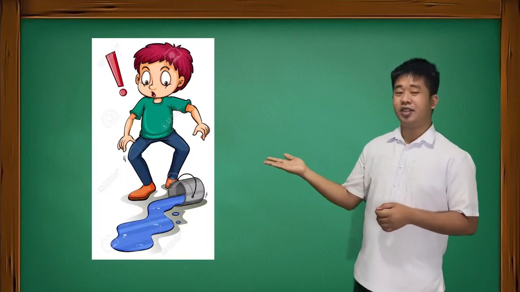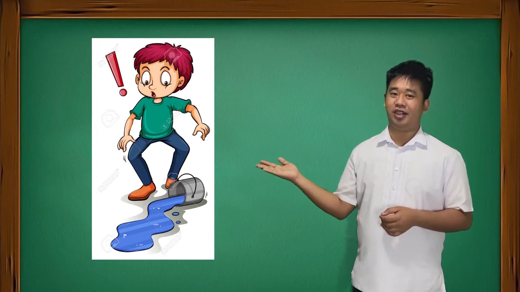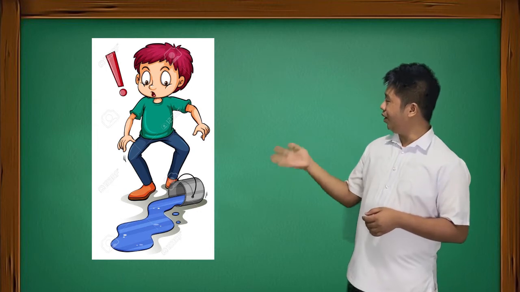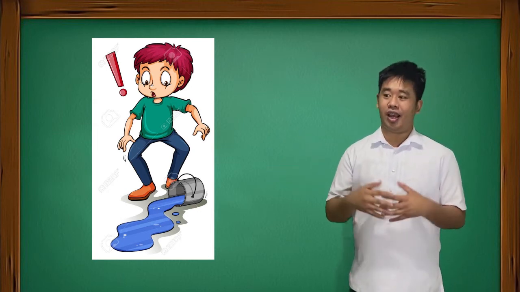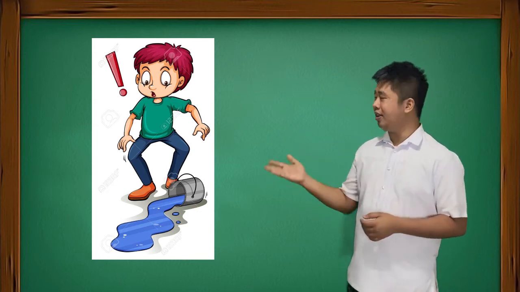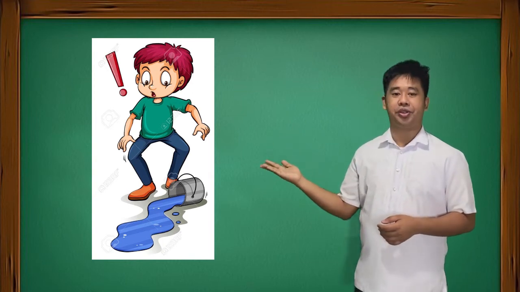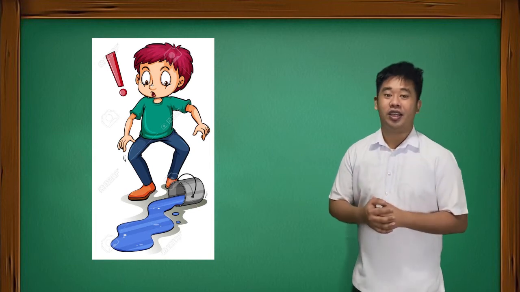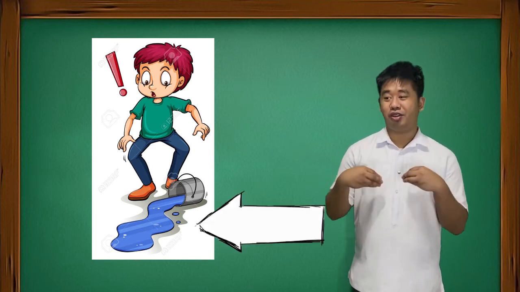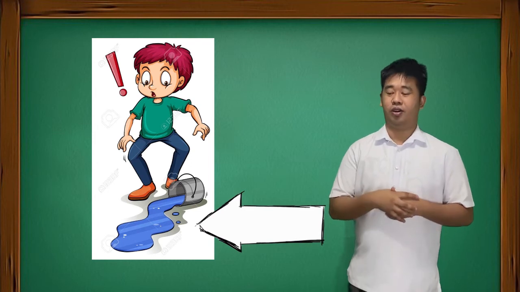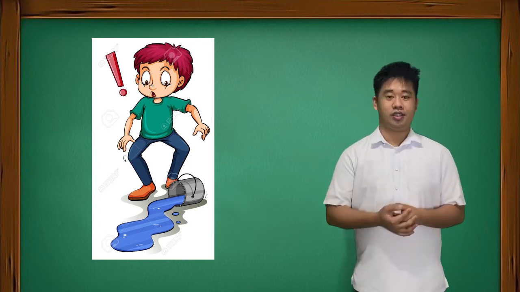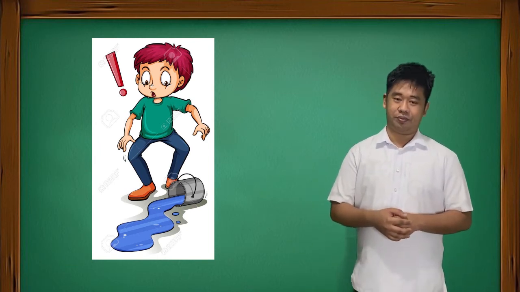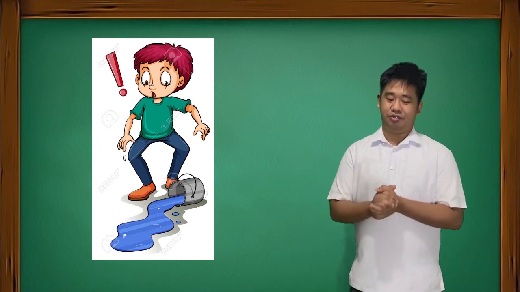What do you think? Is this picture an example of hazard? Very good. So this picture of a wet floor is considered a hazard. So what is the source of hazard in this picture? Very good. The source of hazard is water. The water is spilled on the floor. It can create an accident, for example, slips that can cause injury to a person. Is that clear? Very good.